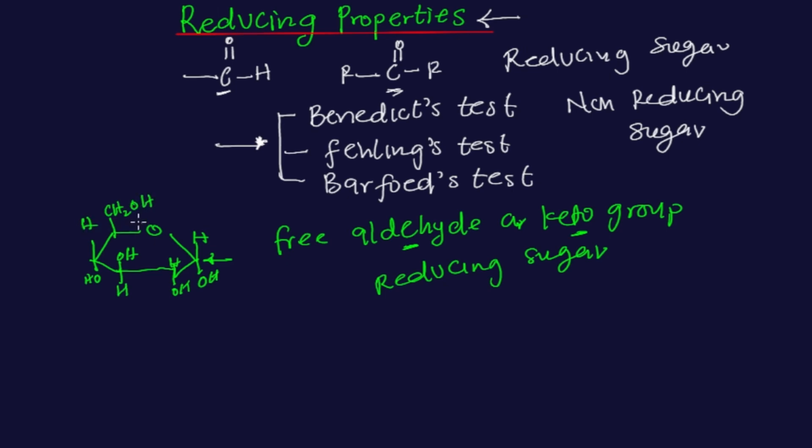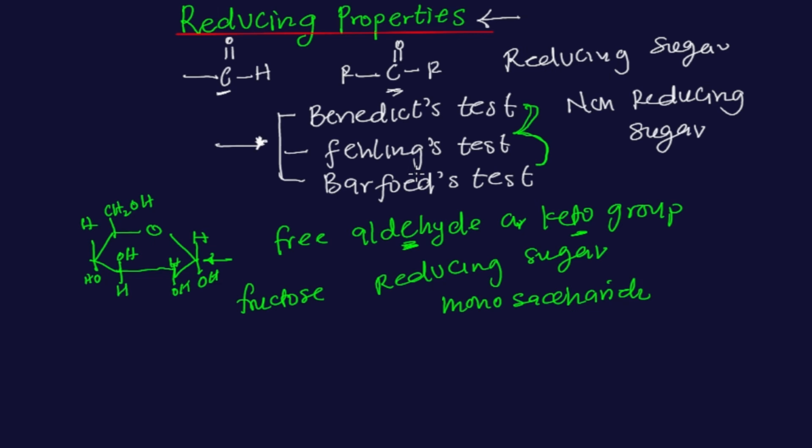That's the case of glucose. Another type of reducing sugar is fructose as well. Generally, all monosaccharides are reducing sugars because they have a free aldehyde or ketone group, and they can undergo these three tests in the laboratory.